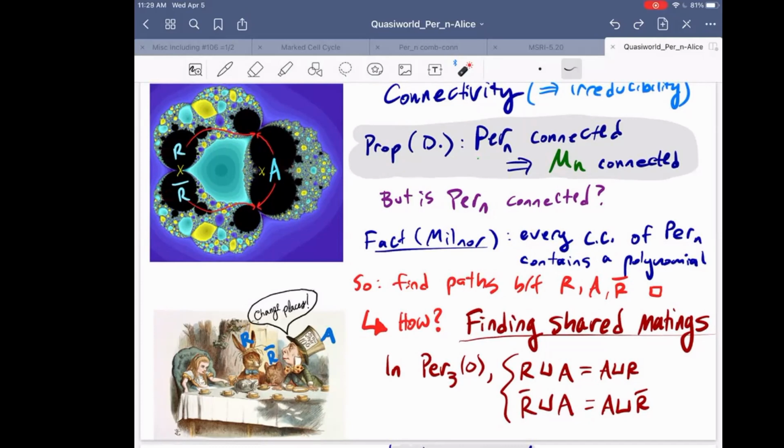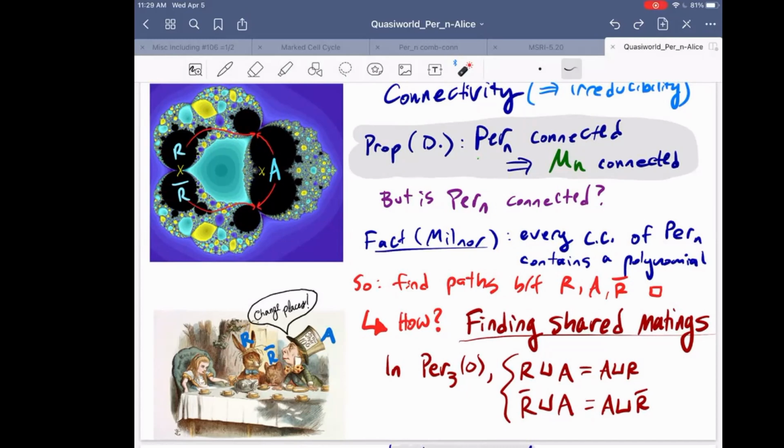So how do you show that 3 connected components are actually one connected component? Well, you find a path from one connected component to another. So if we can just find a path from the rabbit to the airplane and the co-rabbit to the airplane, then we'd be done in showing that this is connected. So in other words, Alice needs to find her path to the Mad Hatter Tea Party.